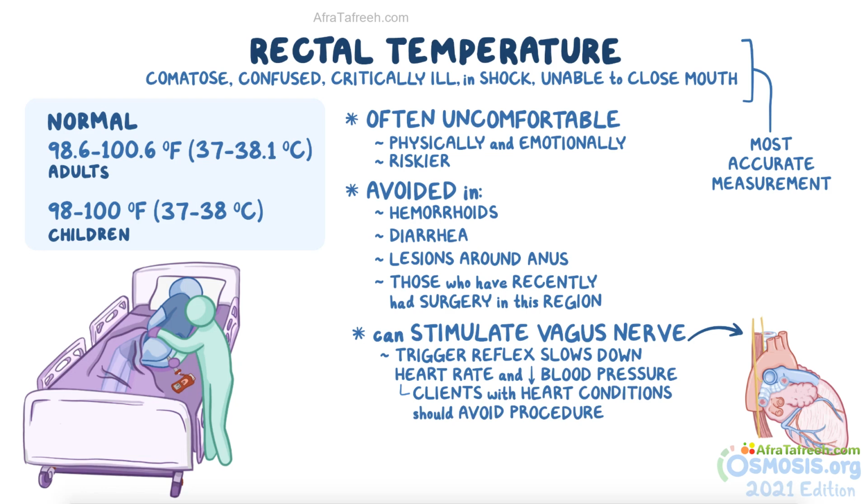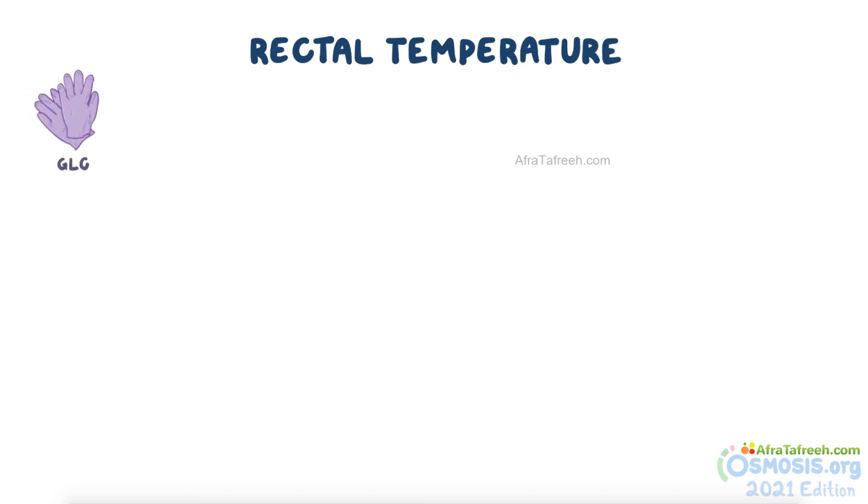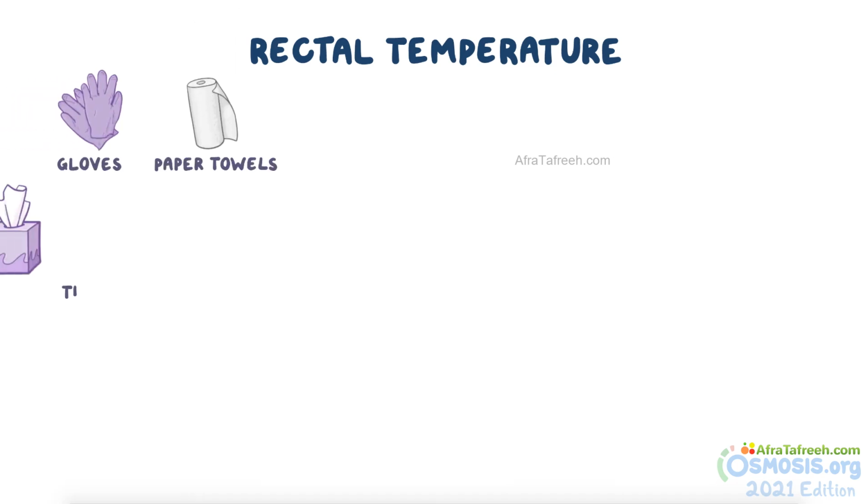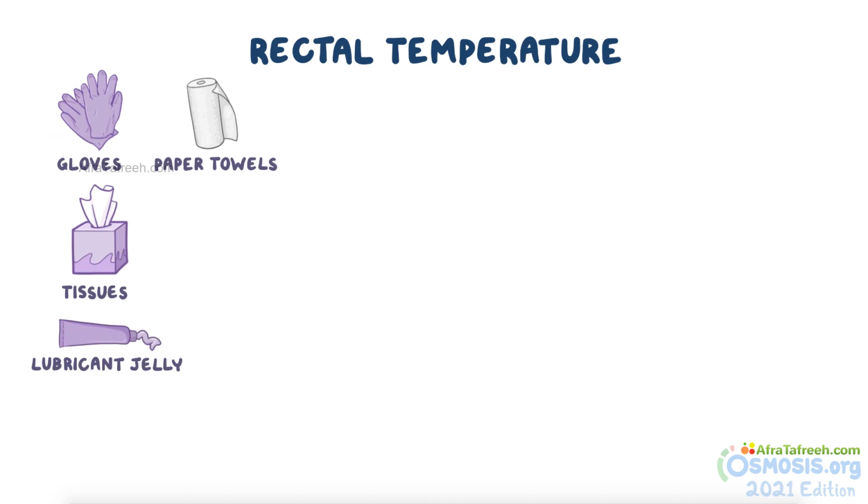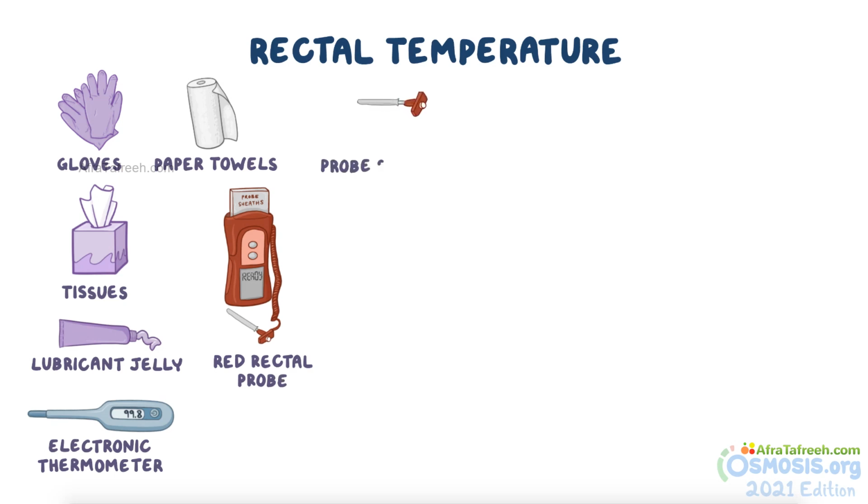To take a client's rectal temperature, start by gathering the supplies you'll need, including gloves, paper towels, tissues, a lubricant jelly, an electronic thermometer, a red rectal probe, and a probe sheath.